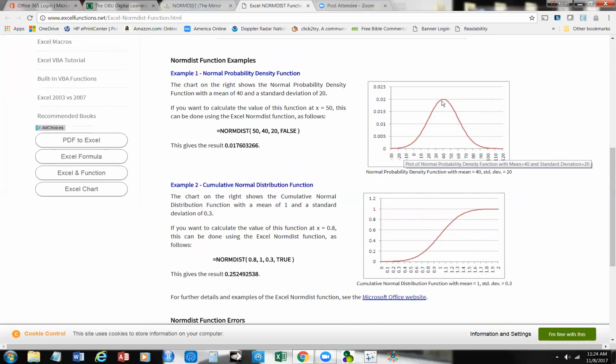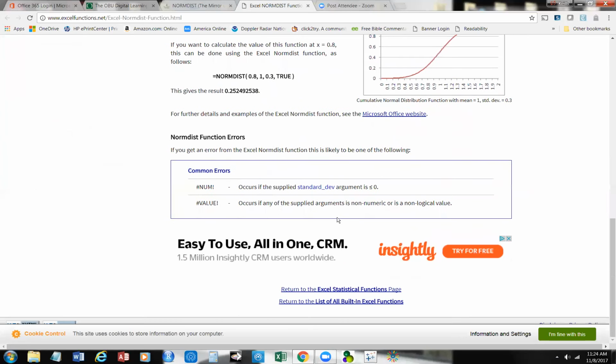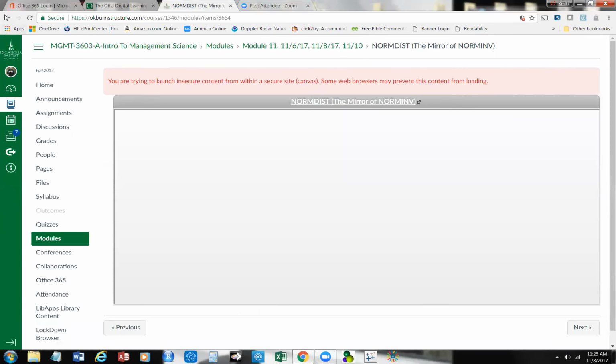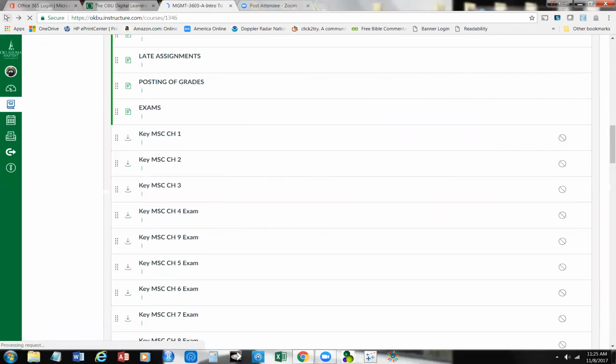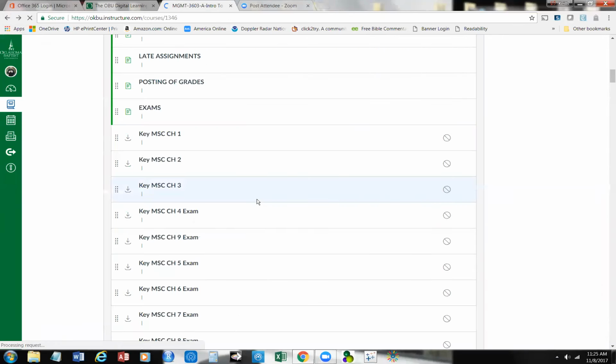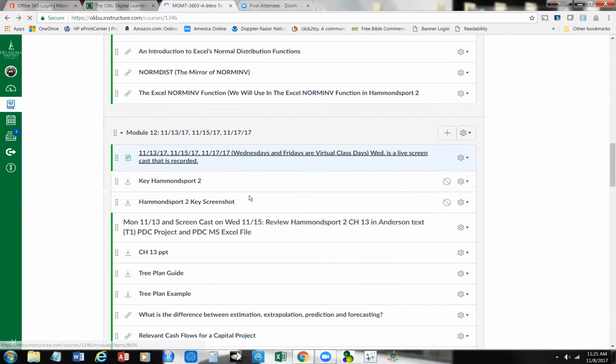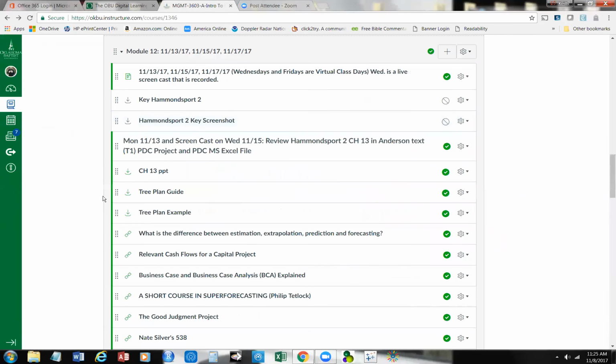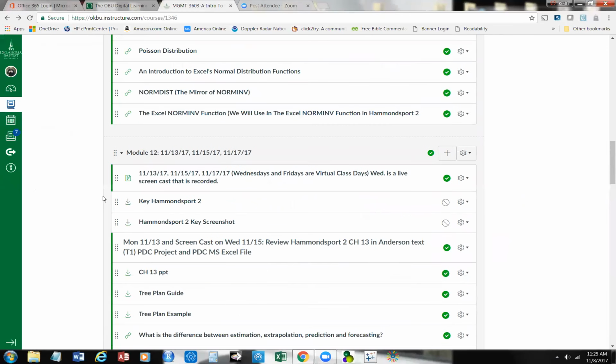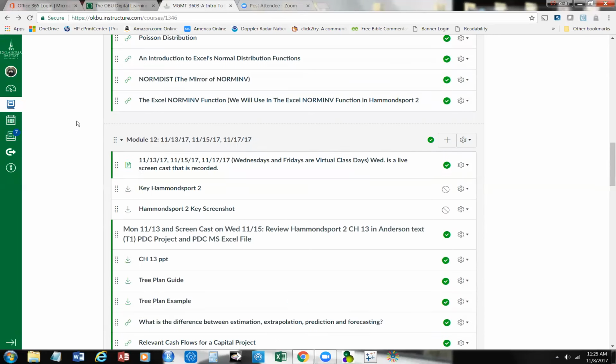Here's the normal density function, all right? And so you would be wise to look through them and understand how they apply to things like waiting line problems. And I have this also, using that function in Hammond's port 2, so you'll be working on that next week.